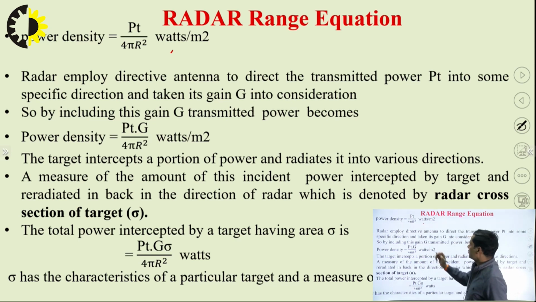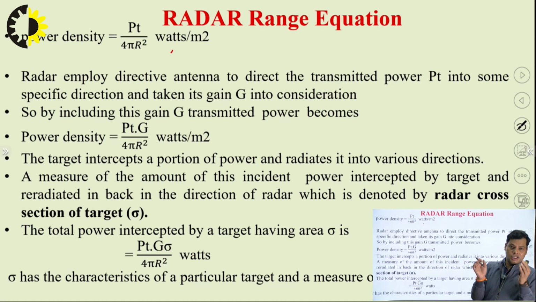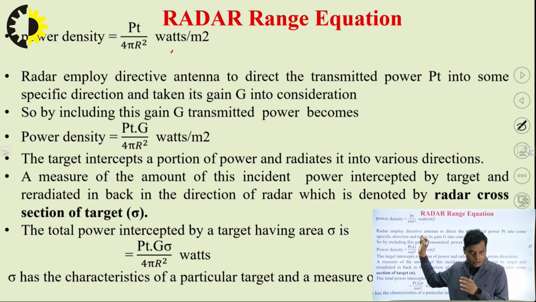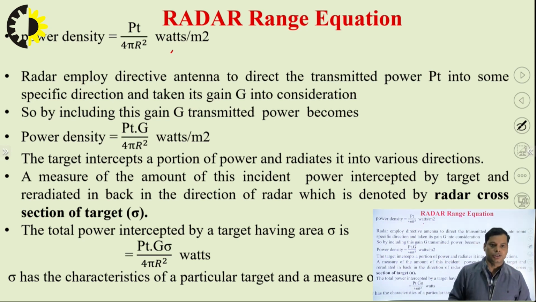Radar, basically this is the symbol of an antenna, and we discuss power density. But if the radar employs a directive antenna, note that here, for consideration, we are considering an isotropic source, but when the radar system is actually deployed, the antenna we use will be directive. Directive means the signal will be transmitted in some specific direction. So this radar employs a directive antenna.